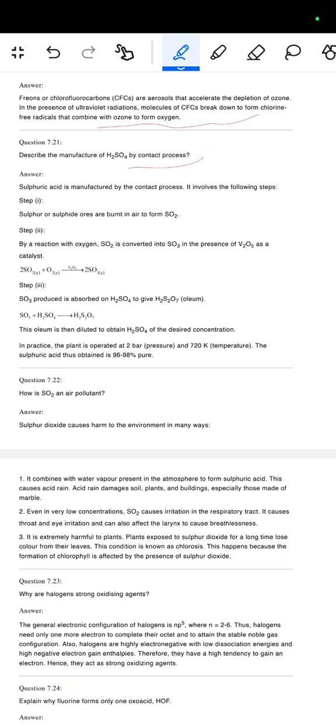It involves the burning of sulfur or sulfides in air to form SO2. By reaction with oxygen, SO2 is converted to SO3 in the presence of V2O5 as a catalyst: 2SO2 plus O2 gives 2SO3 in the presence of V2O5.